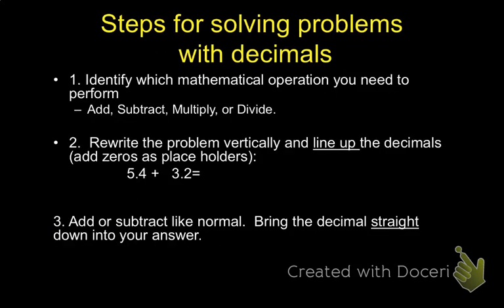So today we have some steps for solving problems with decimals. First step is identify which math operation you need to perform: add, subtract, multiply, or divide. Today we will be focusing on just adding and subtracting, and later on this week we will look at multiplying and dividing. Our second step, once we have identified what operation we need, is to write the problem vertically, or up and down, and line up those decimals. And then step 3 is add or subtract like normal, bringing the decimal straight down into our answer.